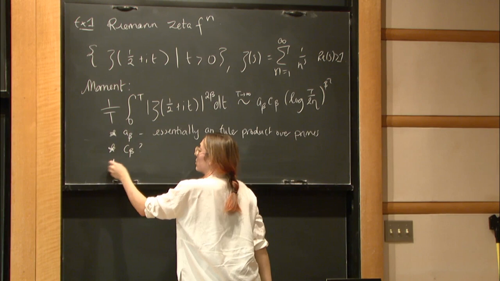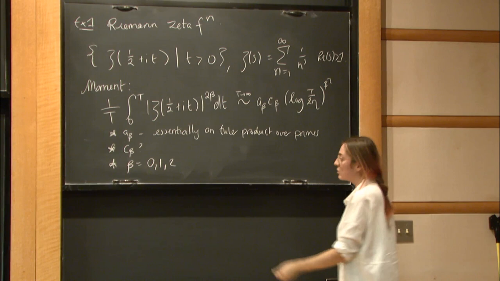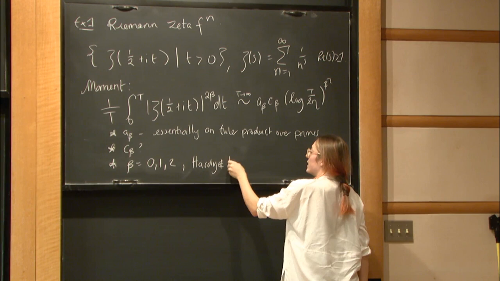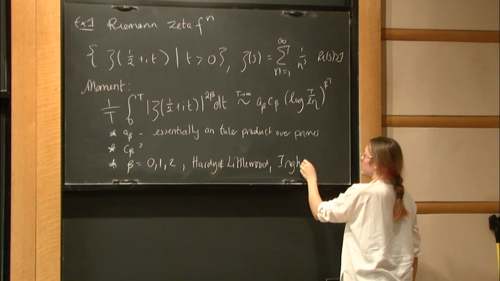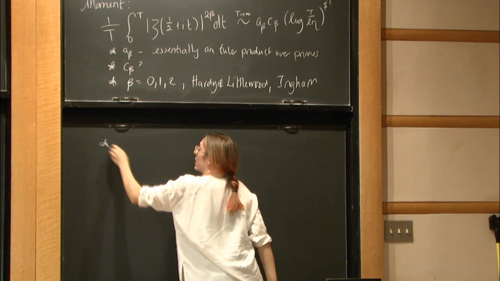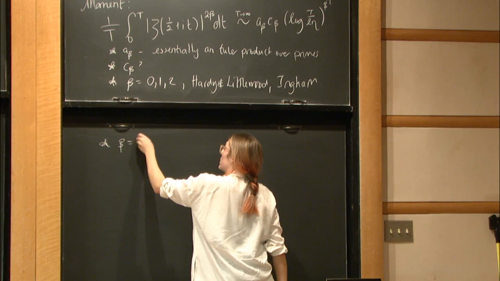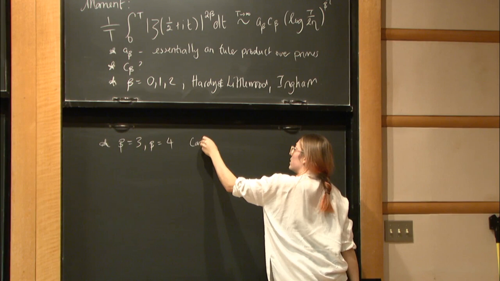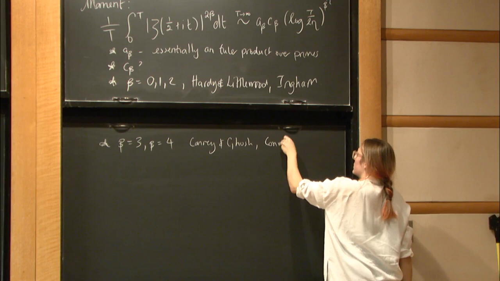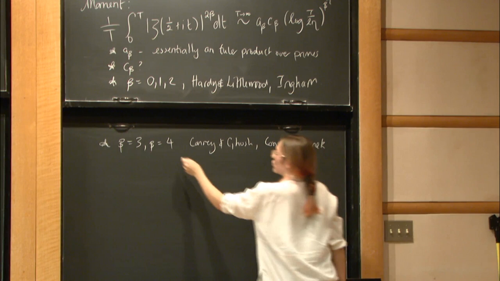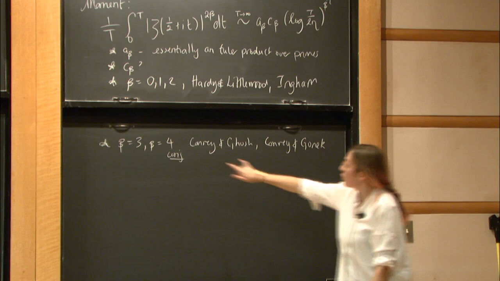The case of beta equals zero is trivial; beta equals 1 and beta equals 2 are handled by Hardy and Littlewood, and then Ingham for the fourth moment. And then for the sixth and the eighth moment, there are fairly precise conjectural forms of what you should expect, due to Conrey and Gonek and Conrey and Snaith. So this is conjectural, not proved. Are both of these conjectural? Both of these are conjectural. Okay. These are proved.